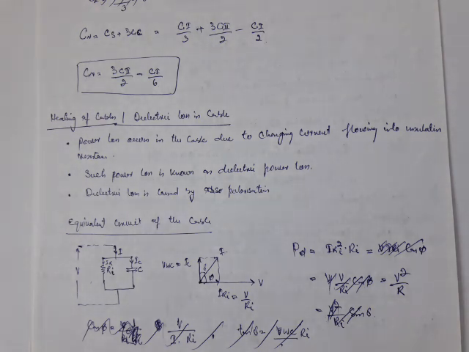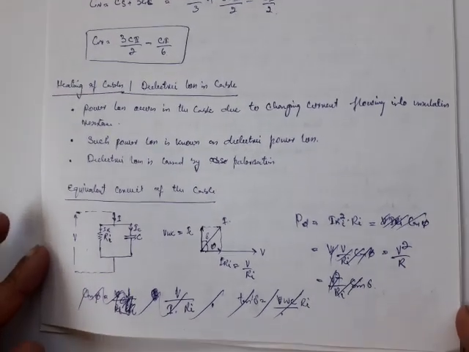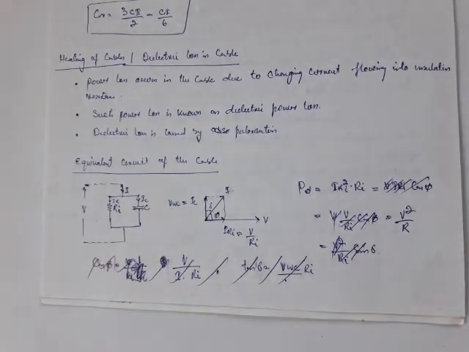This dielectric loss is actually caused by the polarization of the dielectric. The more the polarization, the more the power loss. We can represent a cable simply by the parallel combination of R and C, where C is the capacitance of the cable and R is the insulation resistance of the cable.